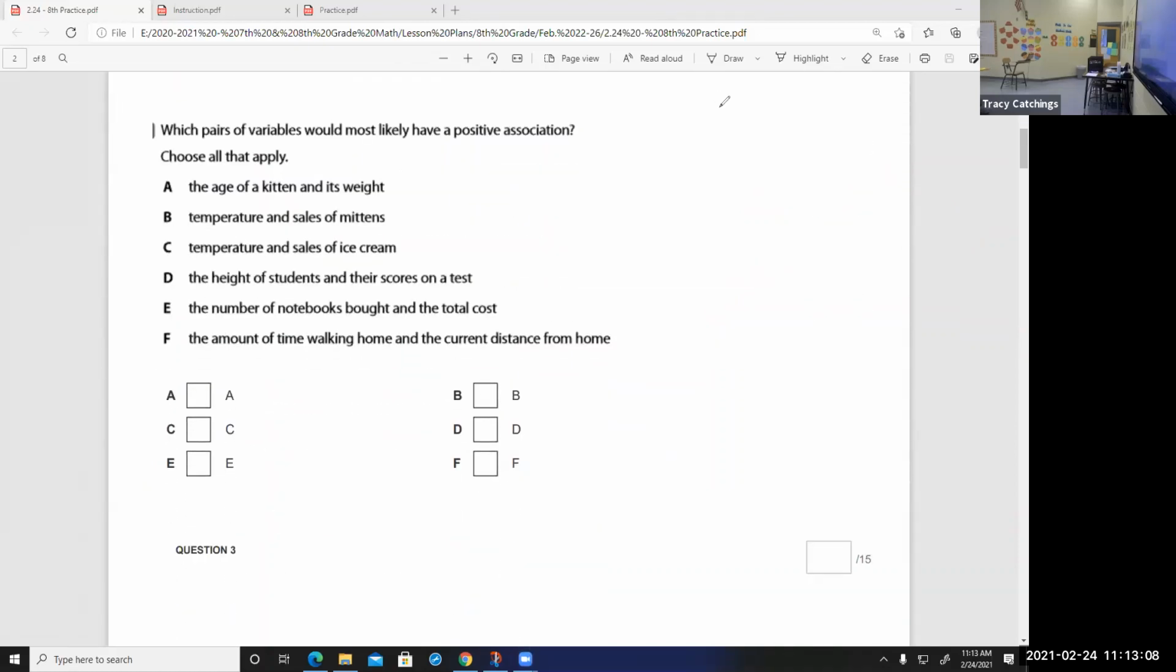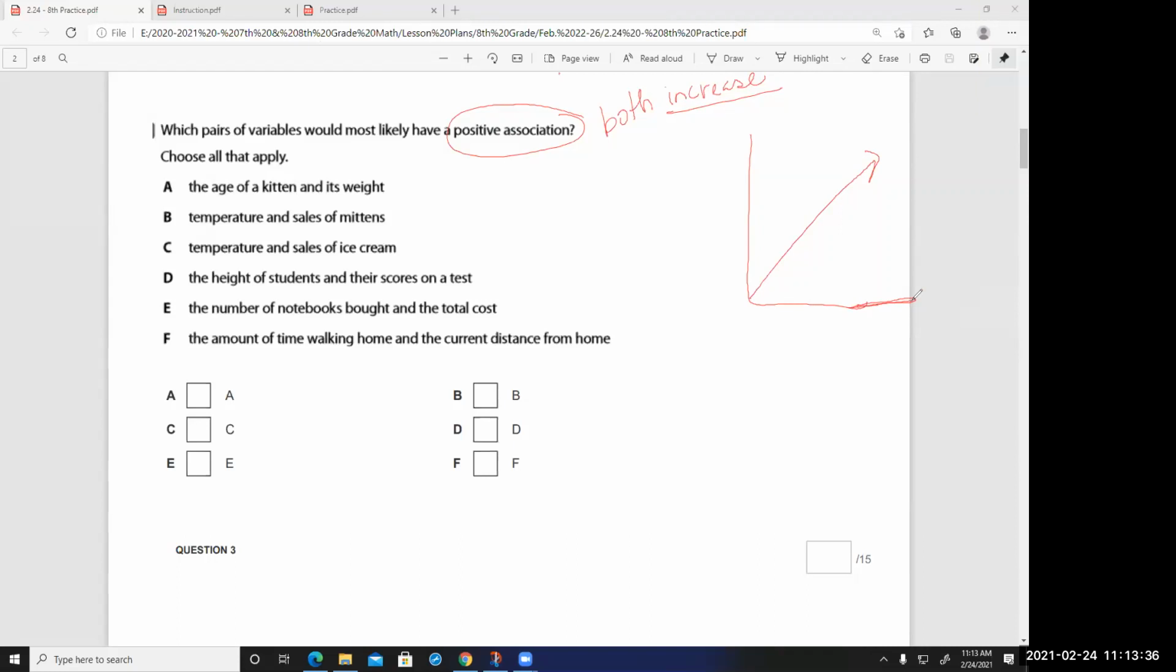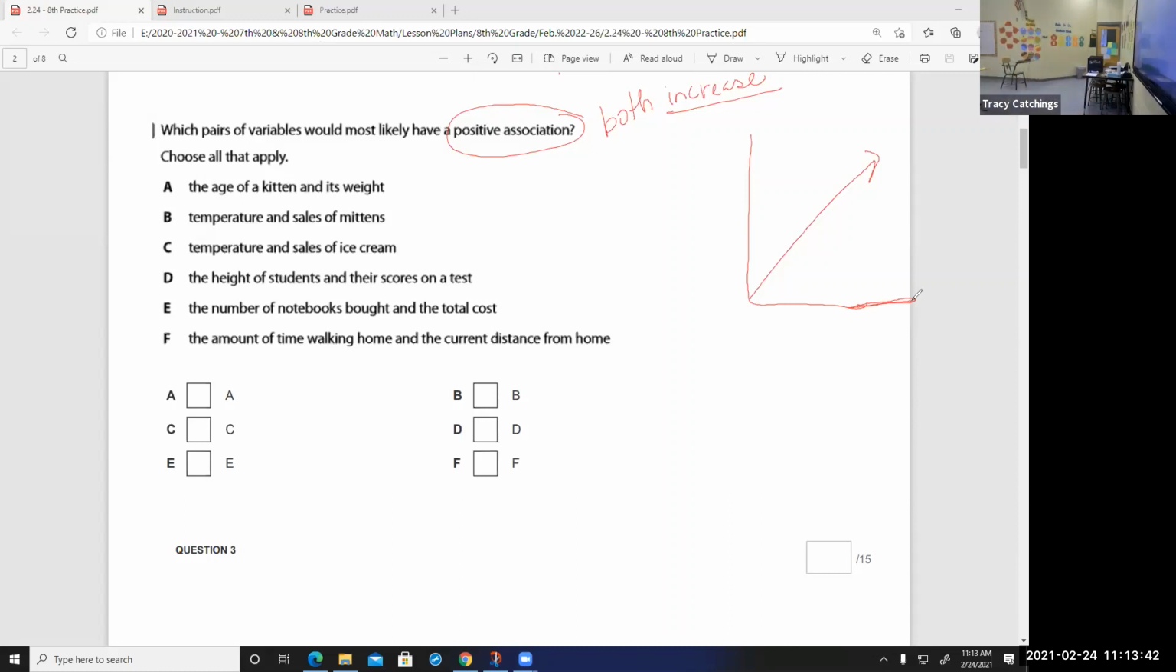All right, then number 2. It says, which pair of variables would most likely have a positive association? So another thing to know about positive association would be both will be increasing. So when we think about that, think of something increasing, and I'm going to draw a graph over here. It needs to be moving like this. If you don't see the picture moving like that, it's not what we need. So case in point, age of a kitten and its weight. What happens as that cat gets older? It doesn't necessarily get fatter.